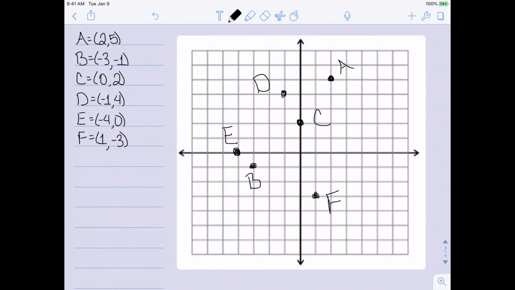We also wanted to know which quadrants or axes they were in. Well, A would be in quadrant 1. Quadrant 2 is then directly to the left of that, so the top left. That holds point D. Quadrant 3 is the bottom left. That holds point B. The bottom right is quadrant 4. That holds point F. The horizontal axis is the x-axis. That contains point E. And then the vertical axis is the y-axis, and that contains point C. So we now have all of these points plotted as well as which quadrant or axis they're in.